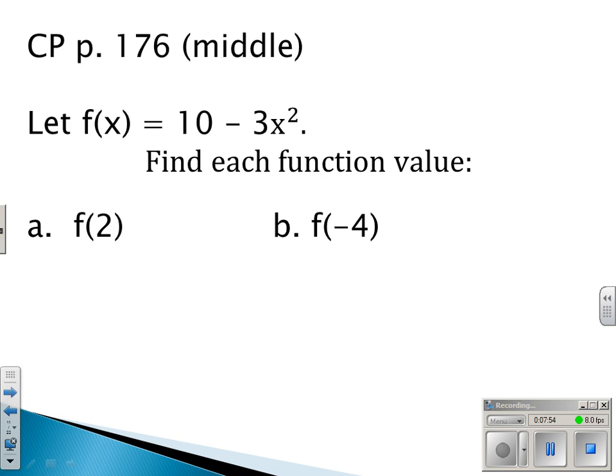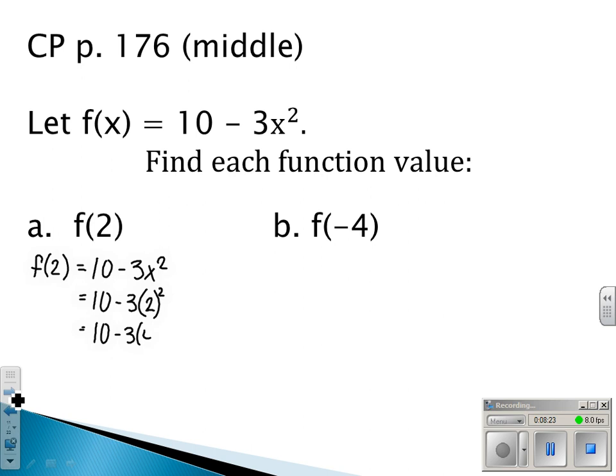So take a look at this one, page 176 in the middle. Let the function be f of x equals 10 minus 3x squared. Find each function value. So letter A gives us f of 2. So if we're going to find f of 2, it says put 2 in for any x's that you see. And that one gives us a value of negative 2.